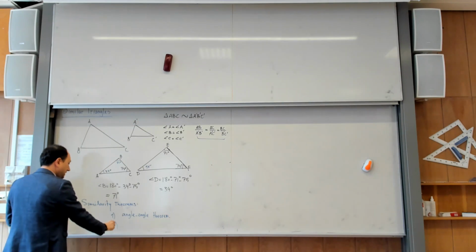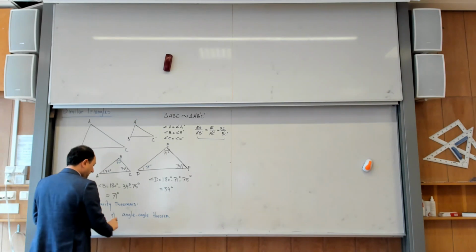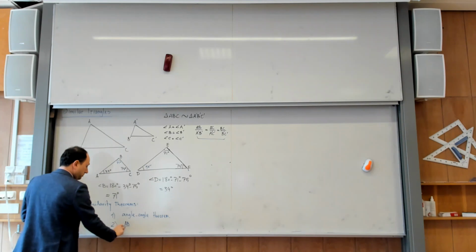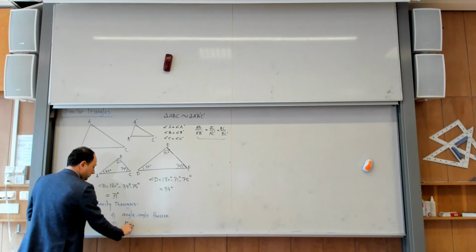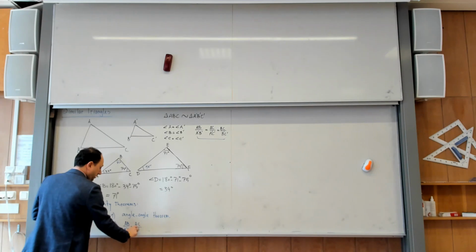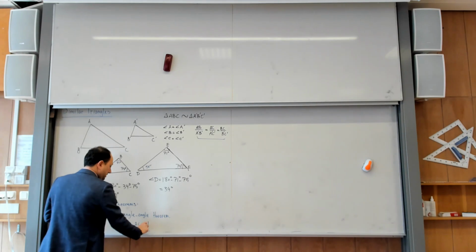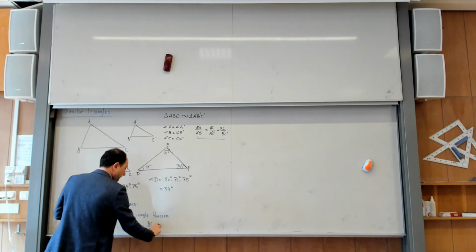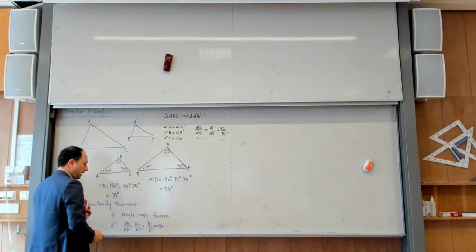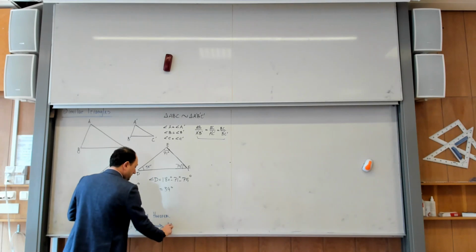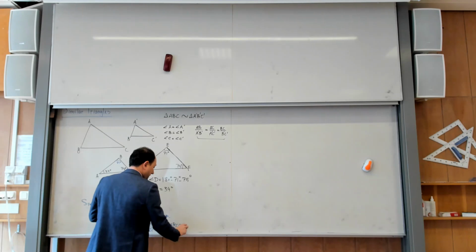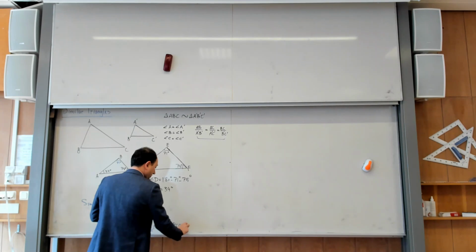So I would say that if just AB over A'B' is equal to AC over A'C' is equal to BC over B'C', so that is just enough. You don't need to check the angles, that the triangle ABC is similar to the triangle A'B'C'.